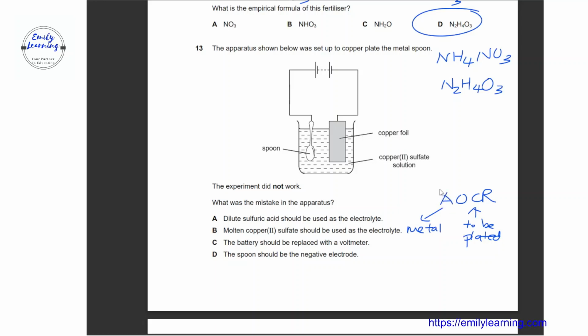The anode is going to be positively charged and the cathode is negatively charged. So the anode is going to be connected to the positive terminal of the battery. But here, we are going to use this foil. So this foil, I want to plate it on the spoon. But now the foil is connected to the negative terminal, so it is the cathode. And this spoon is the anode. So the spoon will dissolve, if it is a reactive metal, if it's not inert.